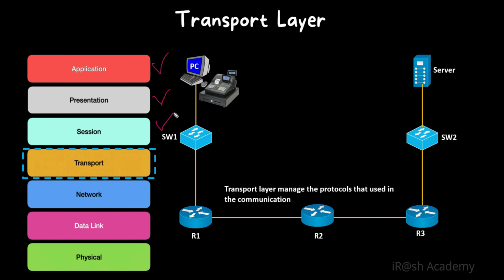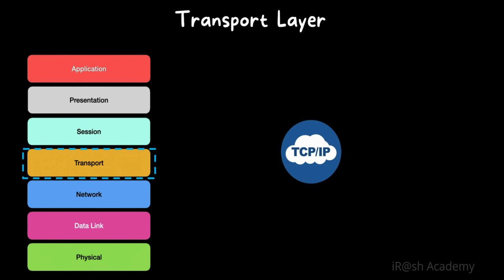So here the application is ready to send the data. The presentation layer has already converted that data into a generic format, and the session layer has already started the session. Now what is next? Here is where the transport layer comes in. The transport layer manages the protocols used for network communication. There is a set of well-defined protocols we use in network communication, and the transport layer manages those protocols. The protocol suite used in the transport layer for network communication is called TCP/IP.